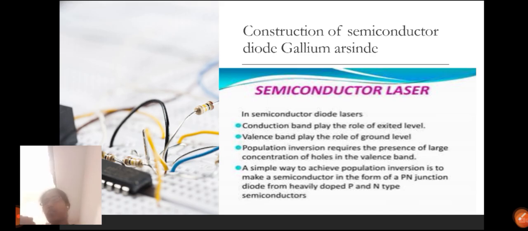The gallium arsenide compound has two layers, p-type and n-type. The first layer, p-type, is filled with holes and p-type impurities. The second one, n-type, is filled with electrons and n-type impurities. The diode is very small in size, on the order of 1 to 100 micrometers. The top and bottom faces are polished.